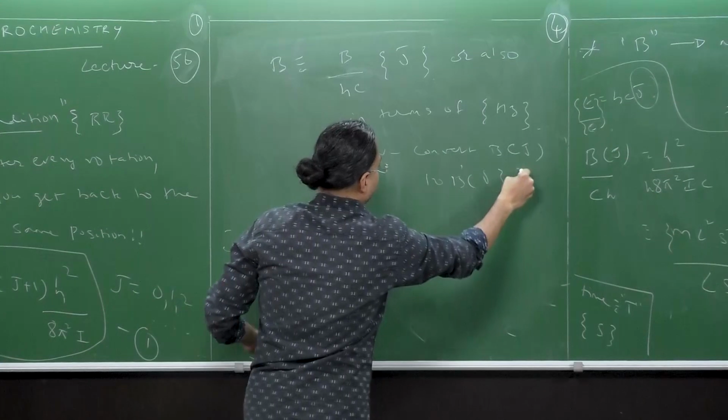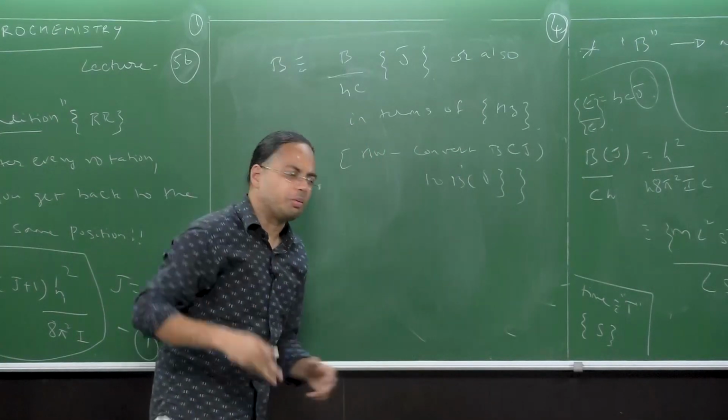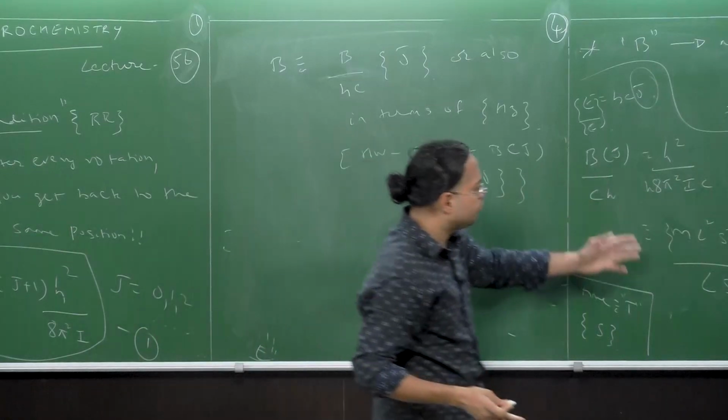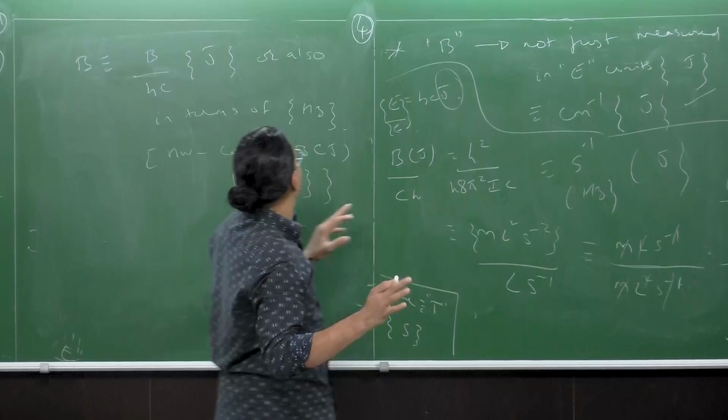I'm just calling this B dash, so that you don't confuse between the two symbols, to B dash in terms of frequency. Just like we did it in terms of wave numbers. So all of this can be done.